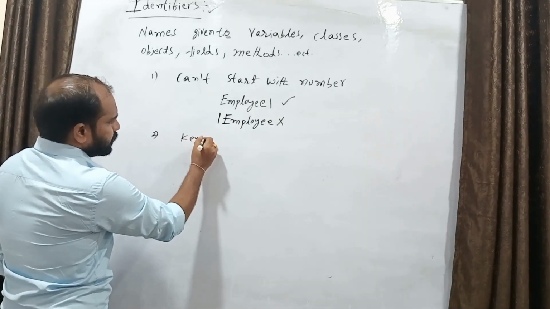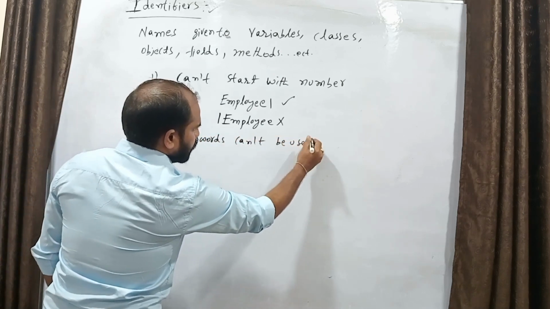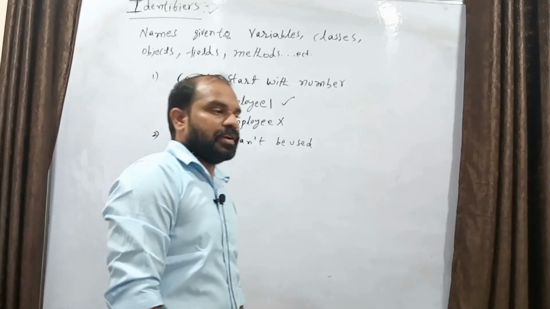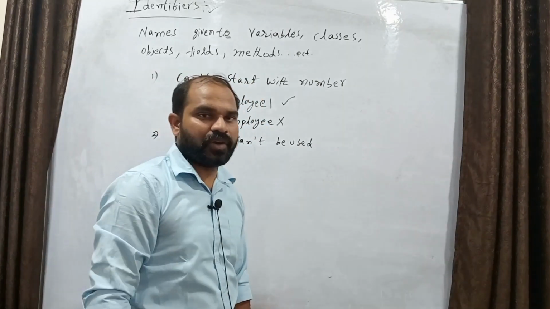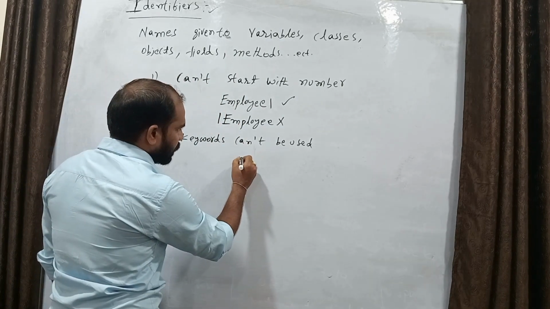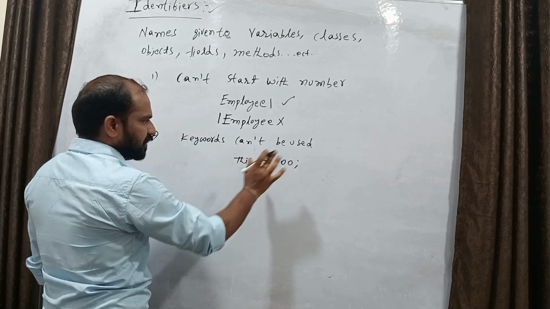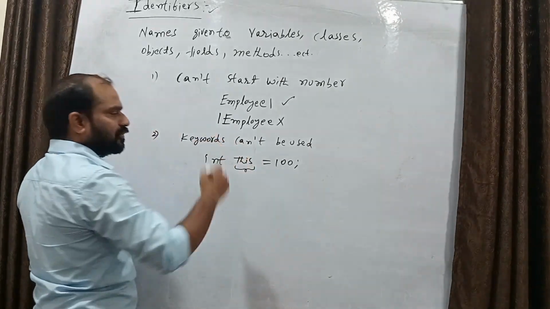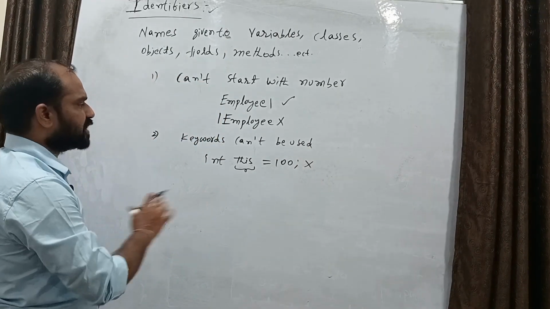And then the second one: keywords cannot be used as identifiers. C sharp has around 70 keywords, which are used for specific purposes in your program. You cannot use such keywords as identifier names. For example, this one equal to 100. This is a keyword in the C sharp program. You cannot consider this keyword as a variable name, which is not valid. So keywords cannot be used as identifiers.